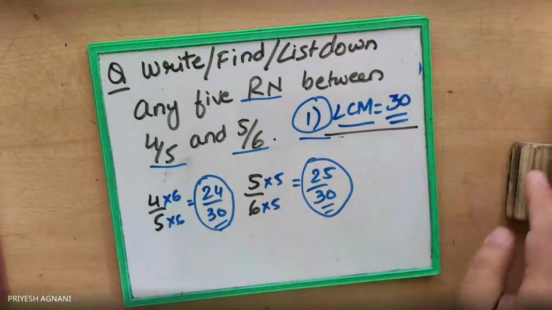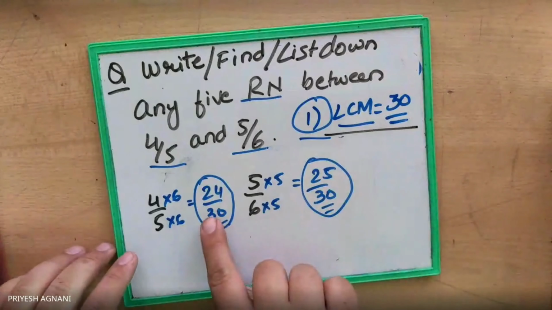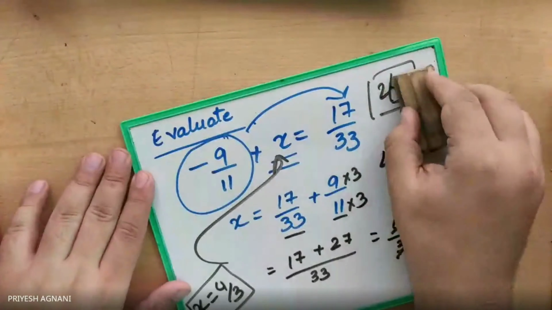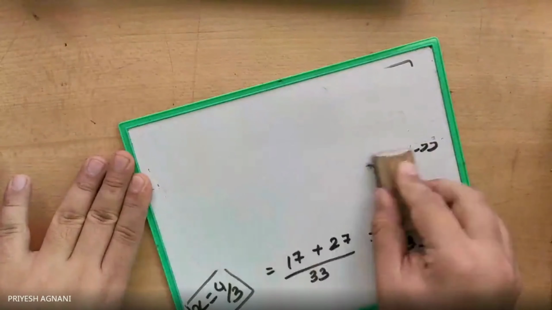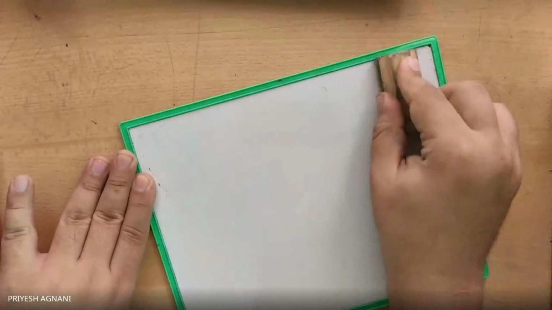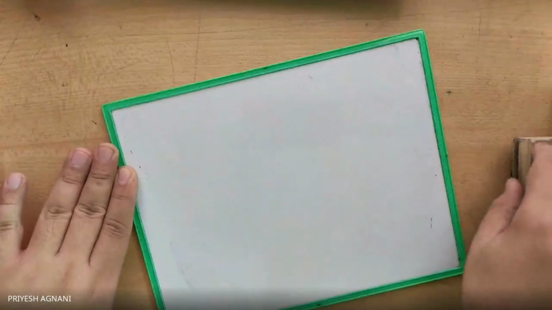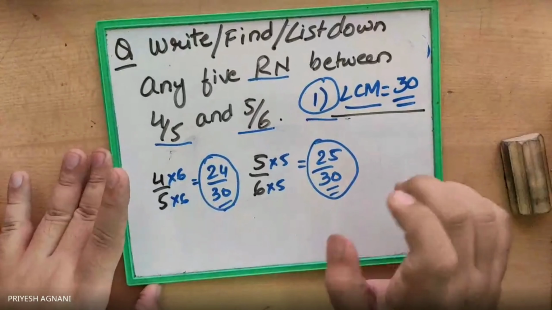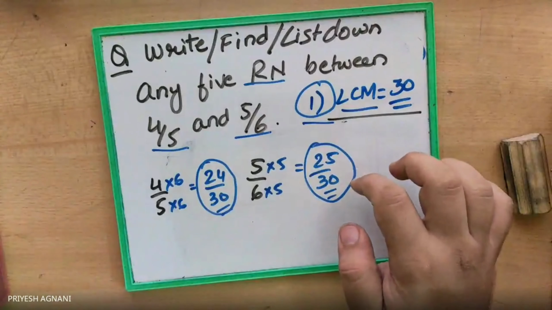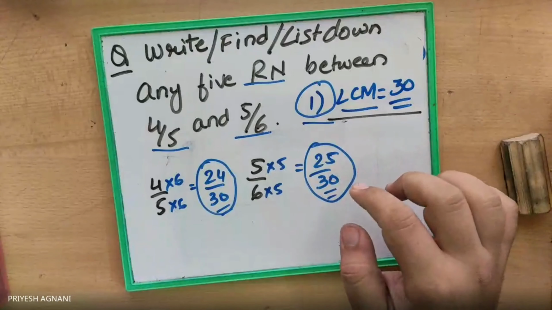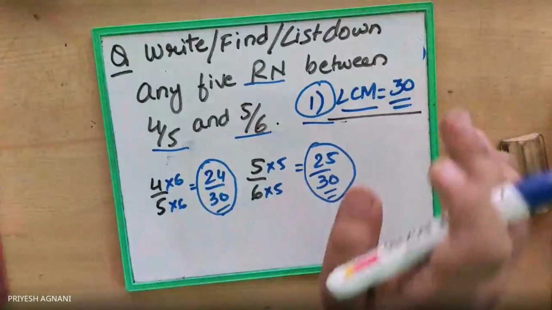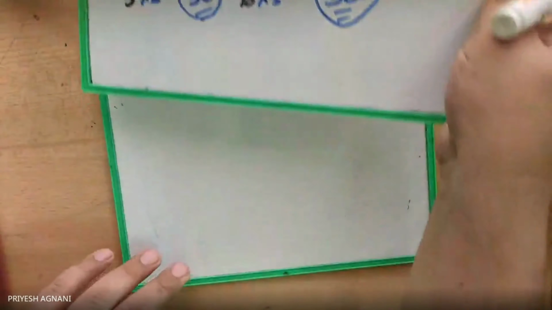Now what are we supposed to do in this? Between 24 upon 30 and 25 upon 30, you have to find rational numbers. In the question it is written you have to find any 5 rational numbers. So what are we supposed to do? Please learn it right now because the same questions are there in 9th standard chapter number 2, exercises 1 and 2. Find rational numbers, these will be the questions in 9th standard.